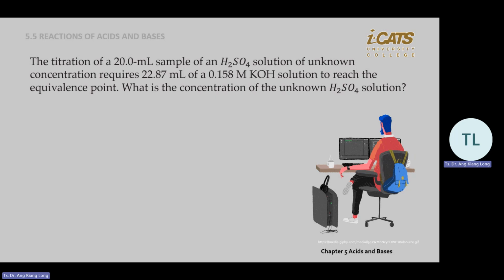If you don't know, you just draw 2 beakers, 2 containers. One is H2SO4. One is KOH. These two must be mixed. Then you know the volume. This one is 20.00 ml. This one you also know. KOH is V equal to 22.87 ml.